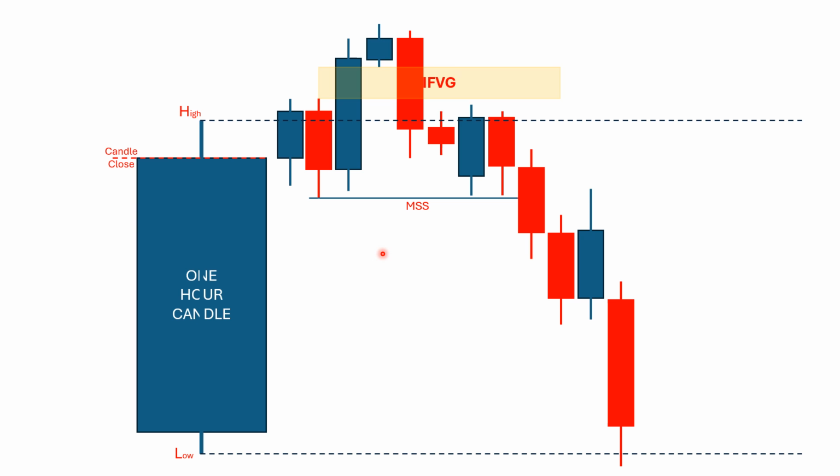So what you need when you have an inside bar like this, you have to make sure there's an inverse fair value gap.